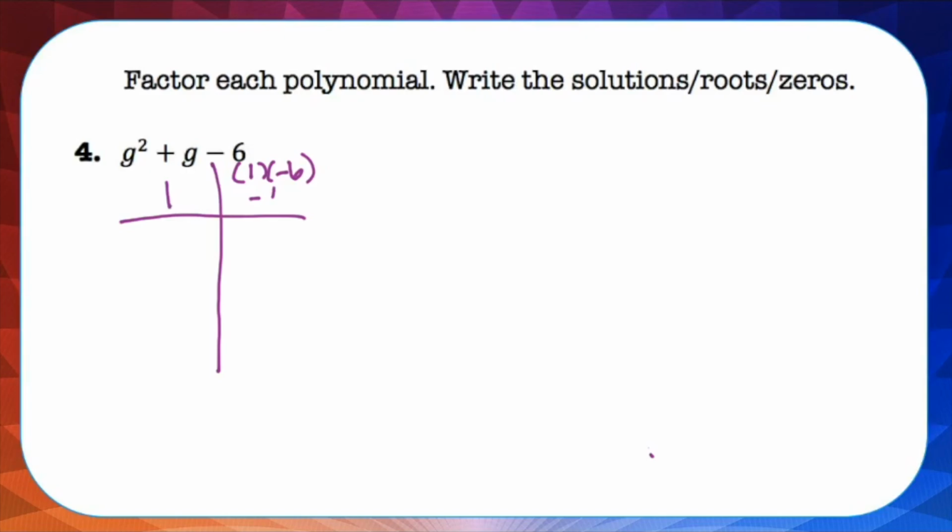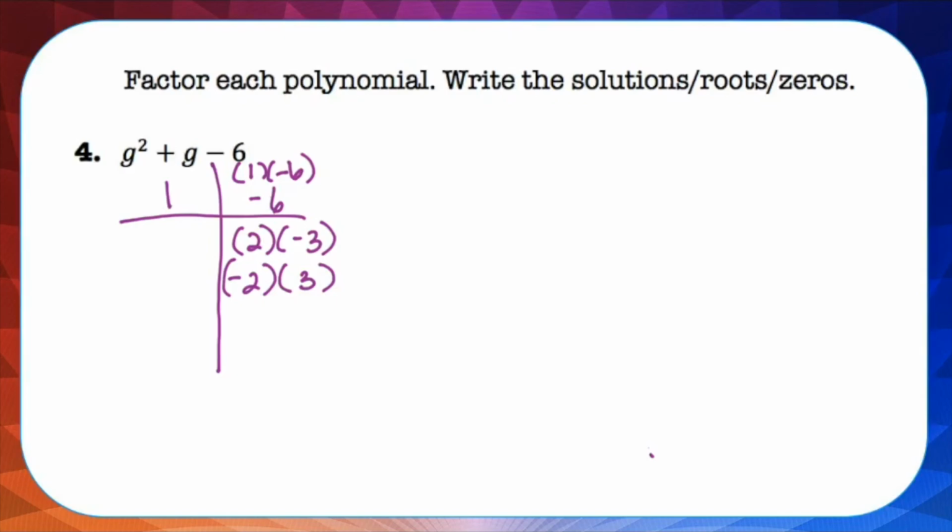So remember, it has to add to b, which is 1, and multiply to a times c, which is 1 times -6, so that's -6. And then we're going to find everything that multiplies to be -6, so we have 2 and -3, and also -2 and 3. The reason why I chose those two is because 2 and 3 is 1 away from each other, and we're trying to find what adds to be 1.